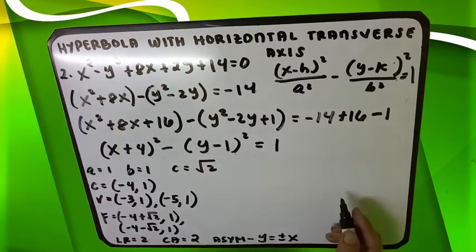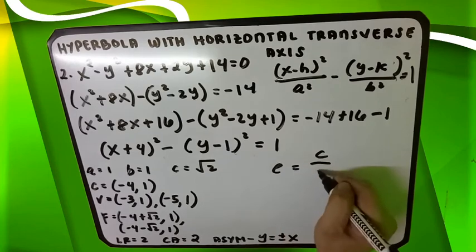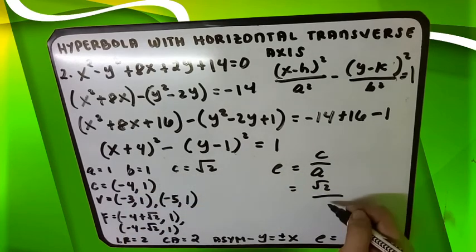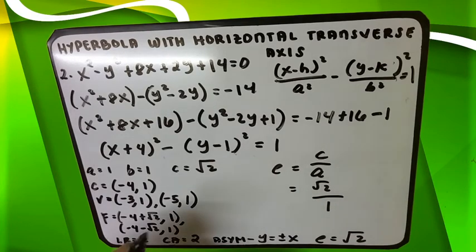Next, eccentricity for e. So that is c over a. Ang c natin is square root of 2 over. Ang a natin is 1. So just square root of 2.